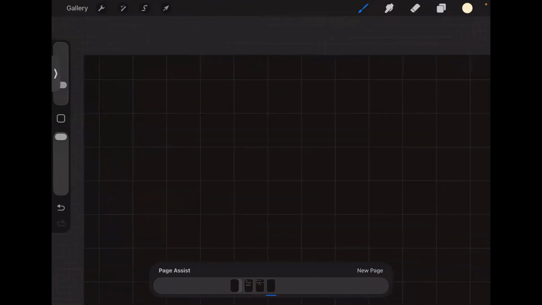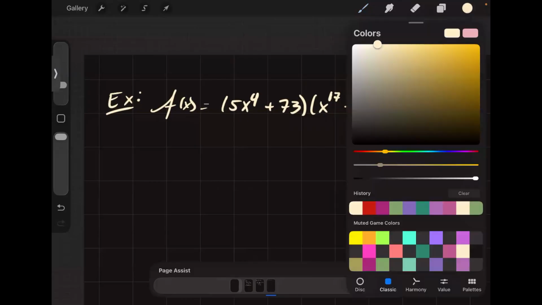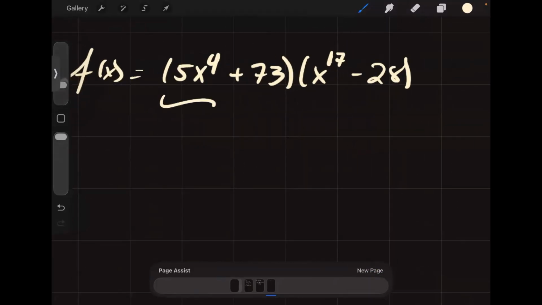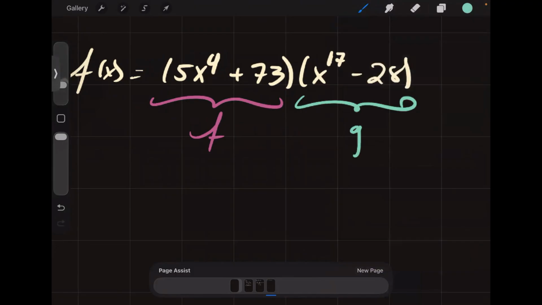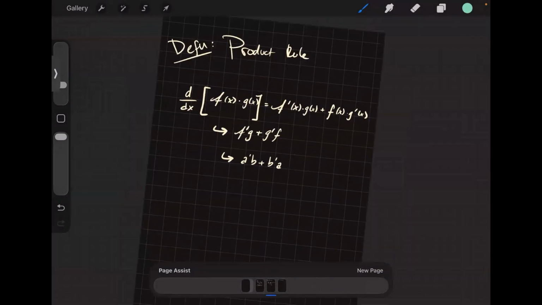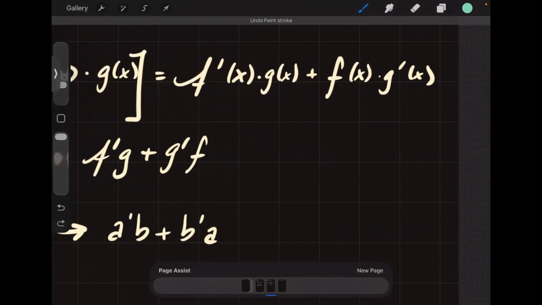Okay. So for example, let's say you have f of x is equal to 5x to the fourth plus 73 times x to the 17th minus 28. Okay. I'll color code it actually. I'm going to call this f, and I'm going to call this g. Okay. So what are our parts? Four parts actually. We need f prime, normal f, g, and g prime, right?